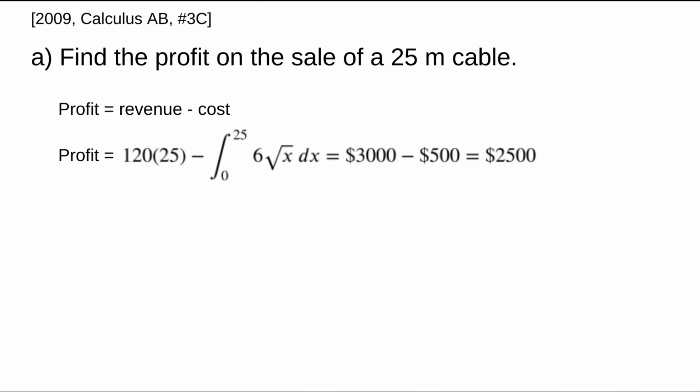The cost is given by the integral from 0 to 25 of 6 square root x dx. It's a calculator active question. This you should be able to just plug in, and eventually you'll get $2,500 of profit on a 25-meter cable.